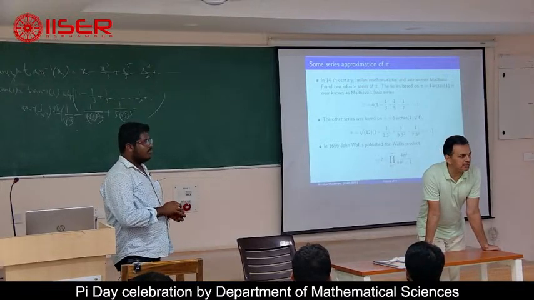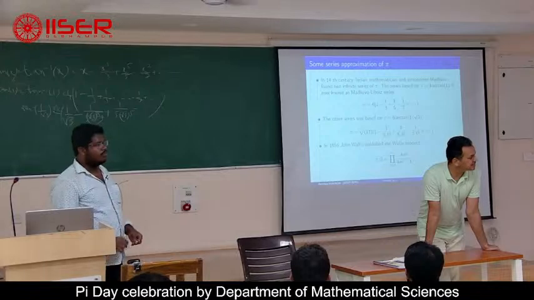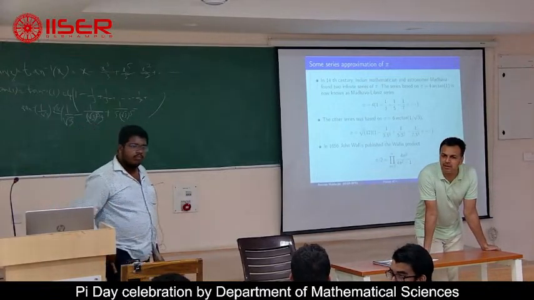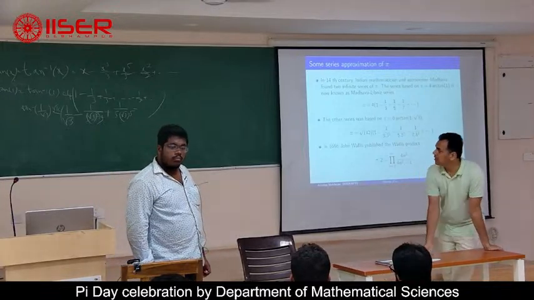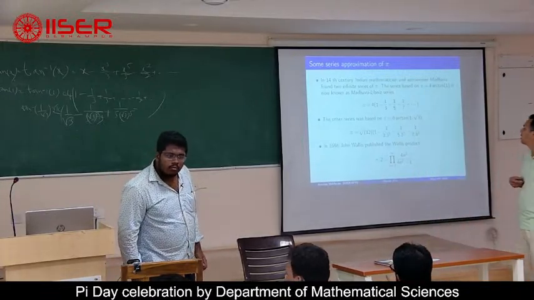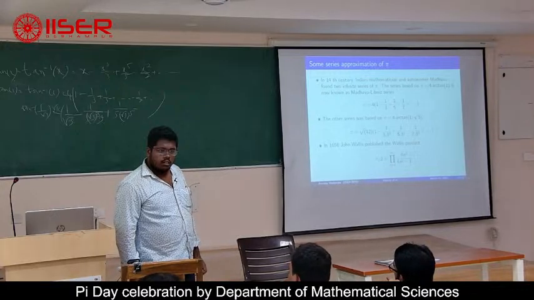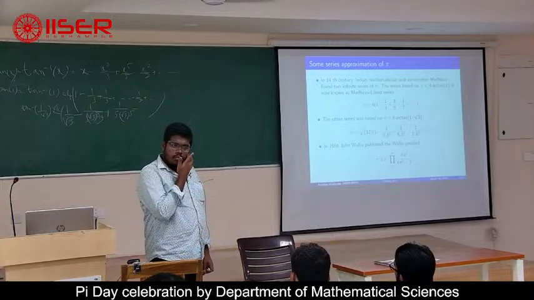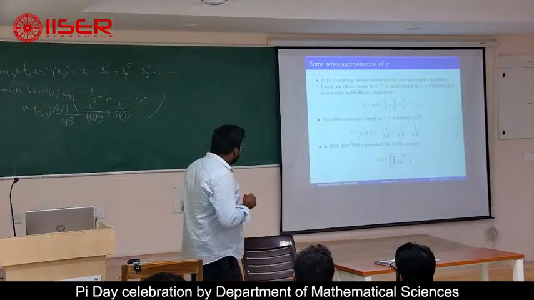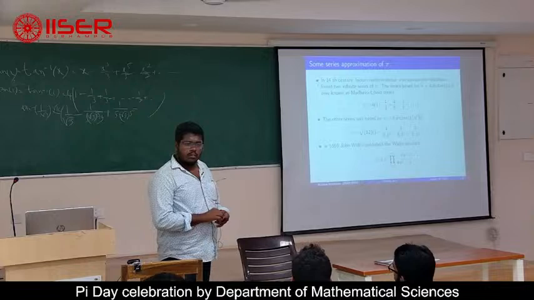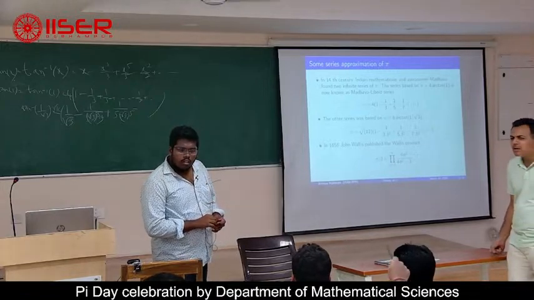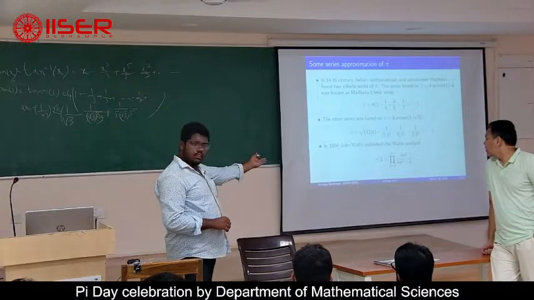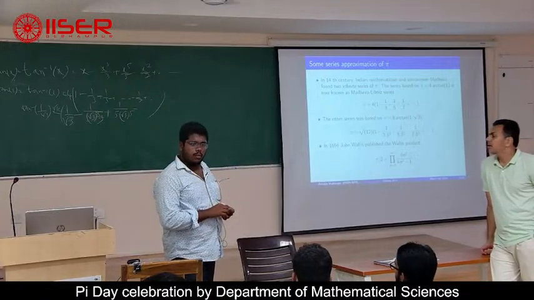Any other question? Is it possible to make a Wallis product using the two series, a term by term product? Cauchy product you are talking about? Wallis product. That also converges, that product also converges to pi by 2.